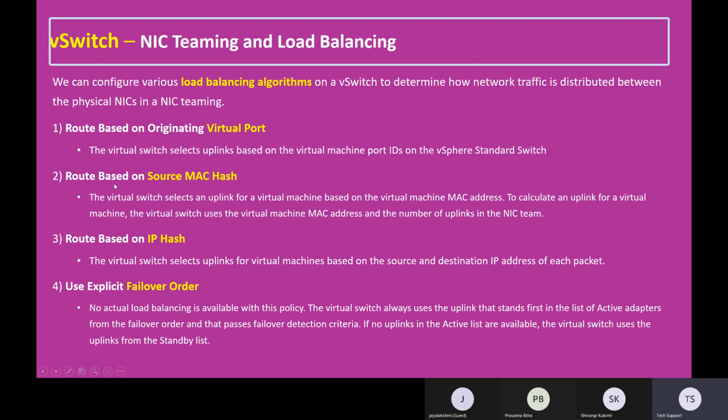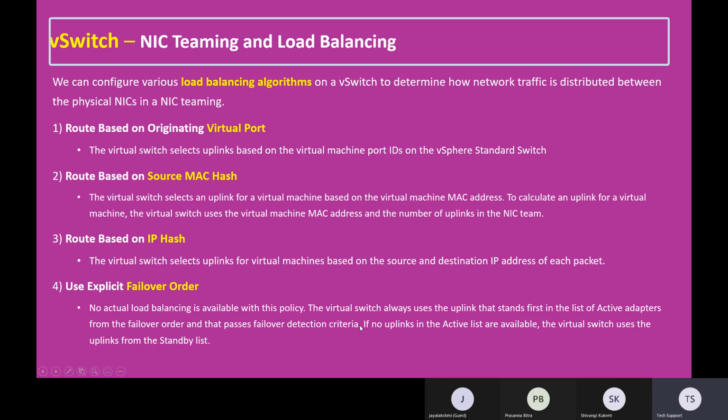And also route based on source MAC hash. Source MAC means the MAC address. So the virtual switch selects an uplink for the virtual machine based on the virtual machine MAC address. To calculate an uplink for the virtual machine, the virtual switch uses the virtual machine MAC addresses and the number of uplinks in the NIC teaming. And IP hash is mainly for the source and destination IP addresses. And failover order: whatever physical NIC order we set, similarly it will work in the NIC teaming and load balancing.